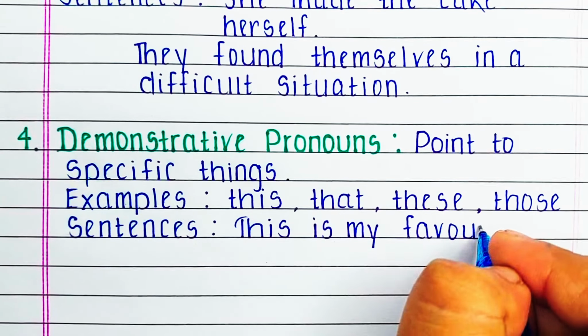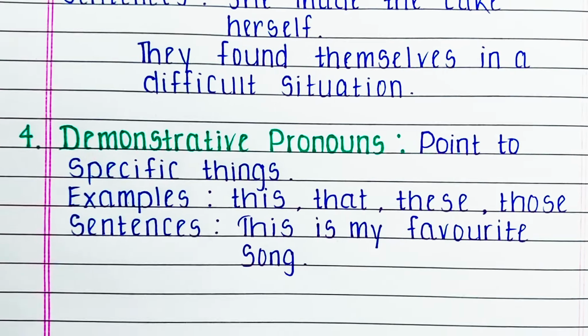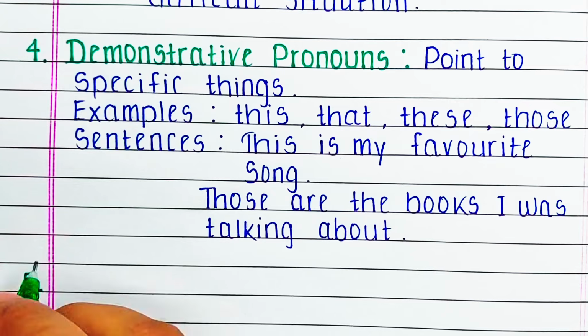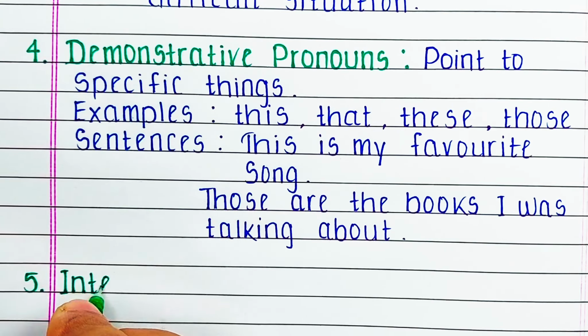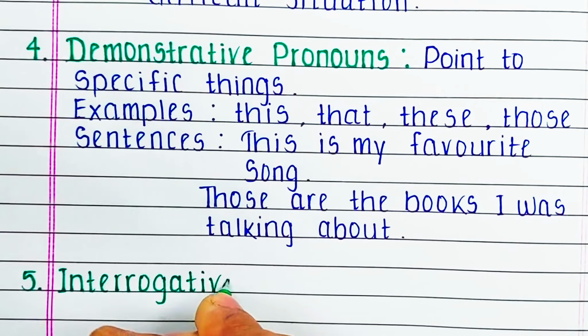Look at this sentence. This is my favorite song. In this sentence, this is the demonstrative pronoun. Next sentence is, those are the books I was talking about. So here, those is the demonstrative pronoun.